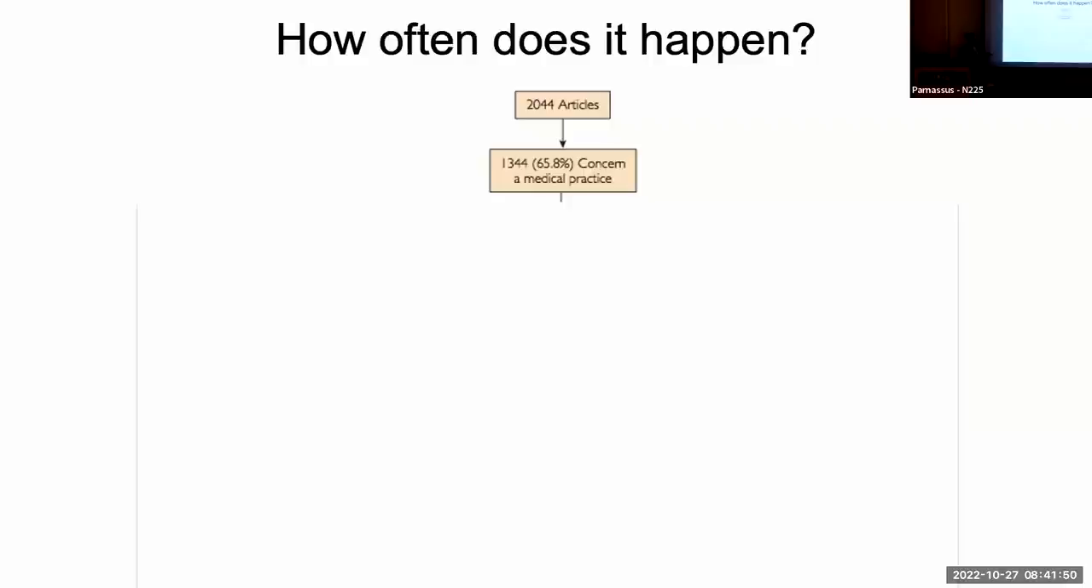So 65% concern medical practice. One third don't. Basically this means that one third is like a new molecular target, but two thirds are like, I don't know, should you put that stent in? Should I wear the gown and gloves if the patient's swab is MRSA positive? Should I give crystalloid or colloid? Two thirds are that. And of those, 73% is something new.